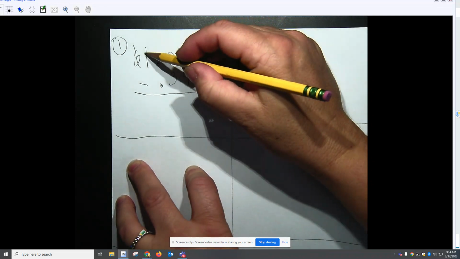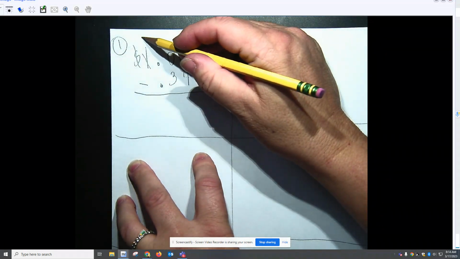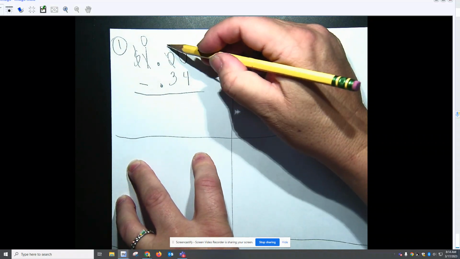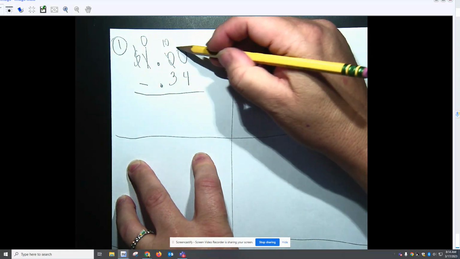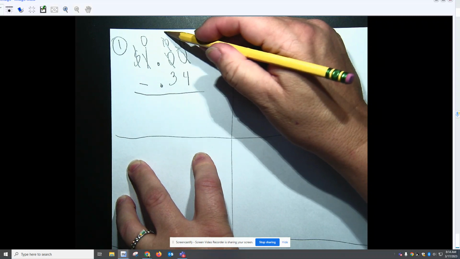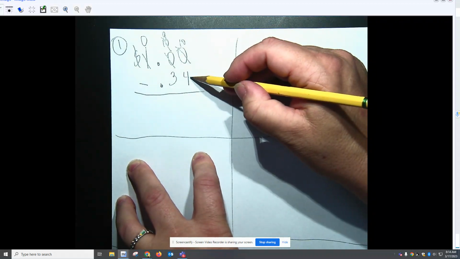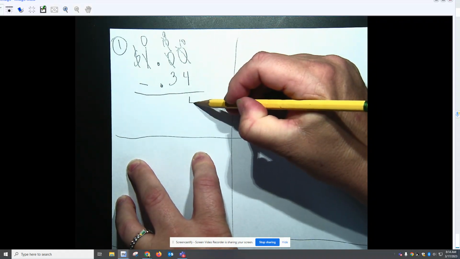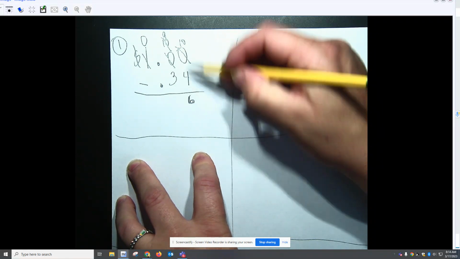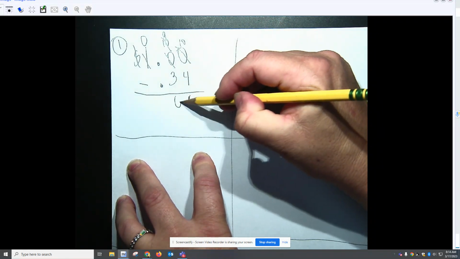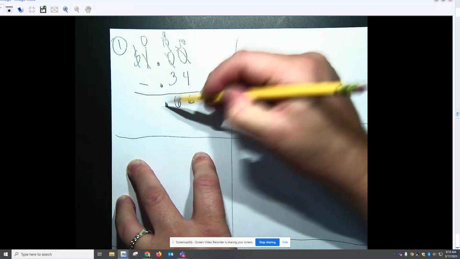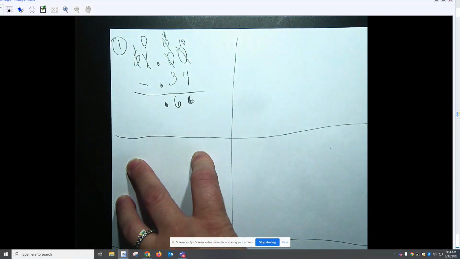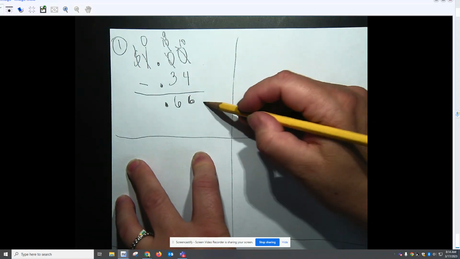So now I'm going to go ahead and solve this problem. I'm going to regroup. And 10 minus 4 is 6. 9 minus 3 is 6. And I drop my decimal down. There's my work.